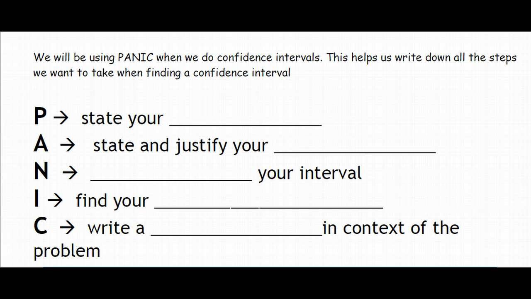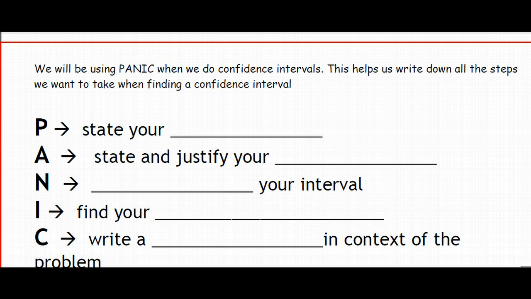Once again, we're going to be using PANIC because we're going to be doing confidence intervals. Only difference now is we're going to be doing it on means. So just as before, P stands for state your parameter. If you remember when we did proportions, we said p equals the true proportion. Now we're doing means, so it's going to be mu equals the true mean of whatever we're trying to find.